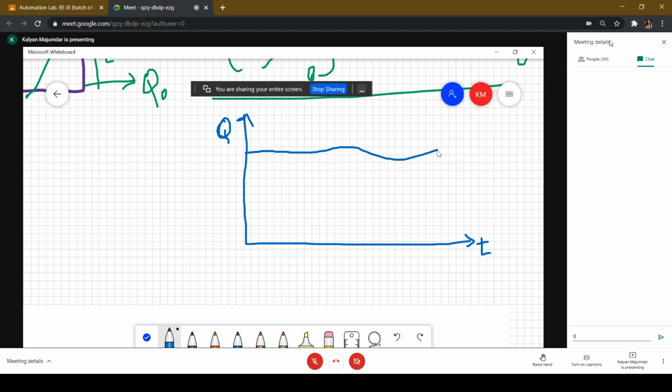This can be anything, Q. Now what is integral? This is flow rate versus time. What is integral? It is the area under the curve.